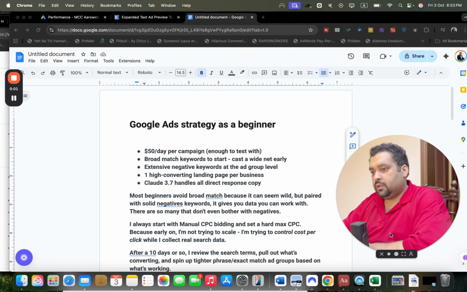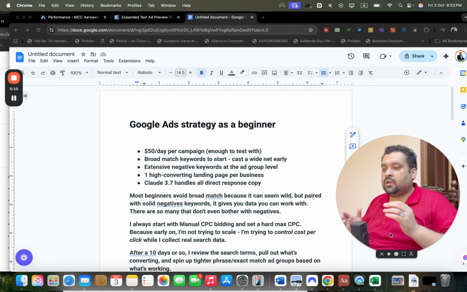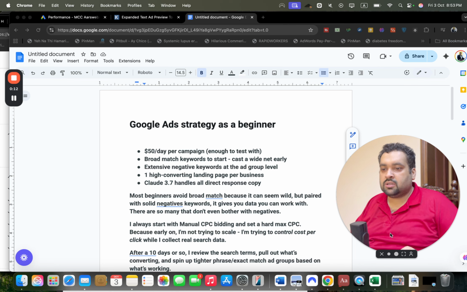As a beginner, you may always be looking for the best Google Ads strategy to optimize and run your Google Ads campaign. This is why today I'm here with the best Google Ads strategy as a beginner to run your Google Ads campaign. If you are starting as a new business, follow this strategy and I hope that you will get good results.